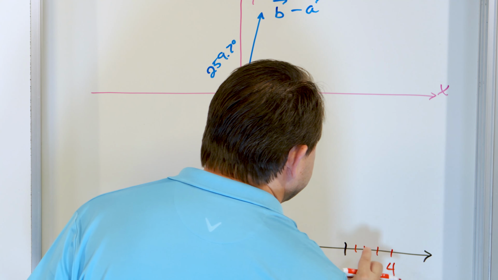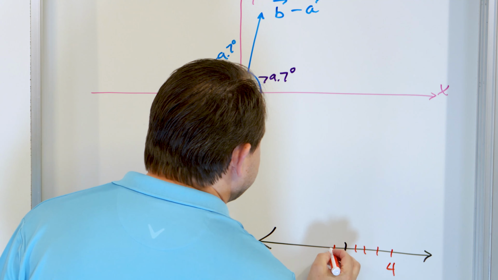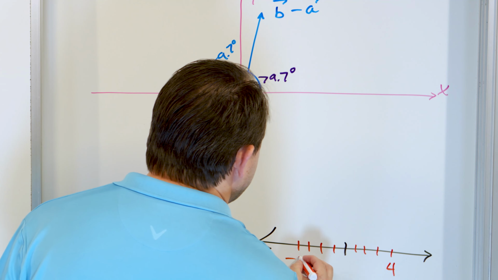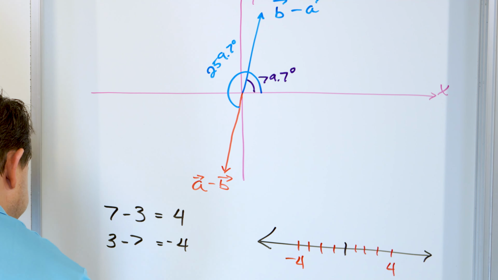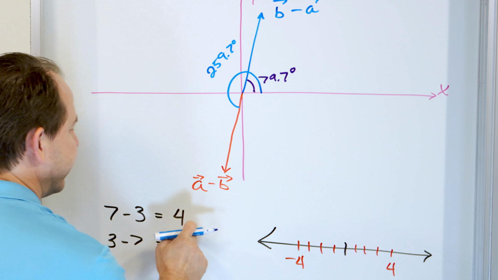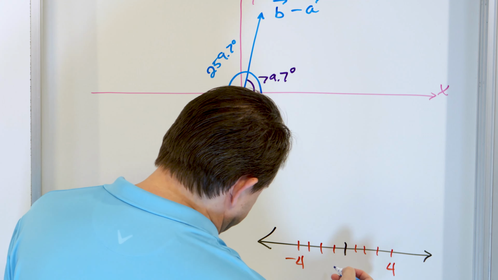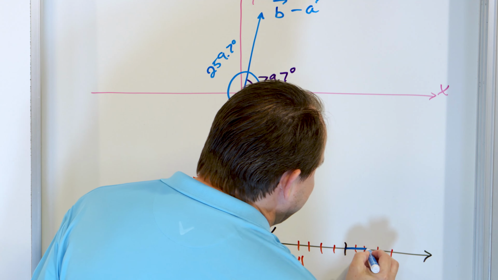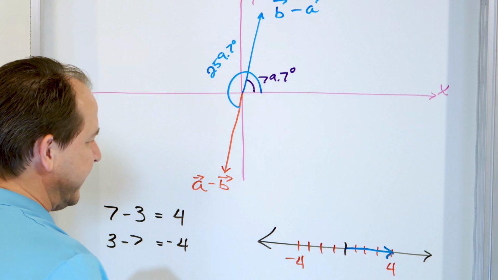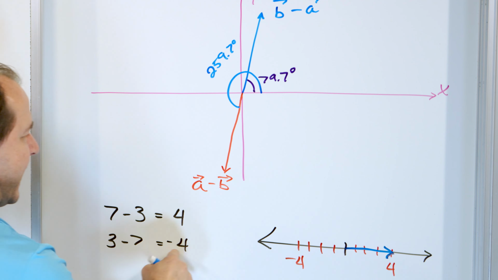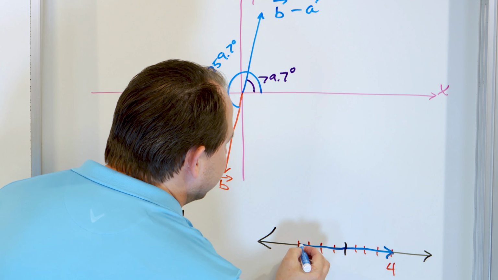1, 2, 3, 4. And then we have negative 1, negative 2, negative 3, negative 4 over here. So the way you would do this is you would basically say 7 minus 3 is 4, and we can represent that, if you want to think about it in terms of a vector, as an arrow that points to positive 4.